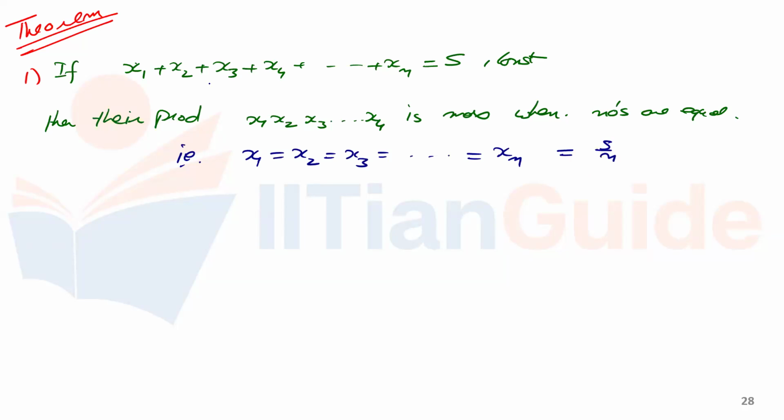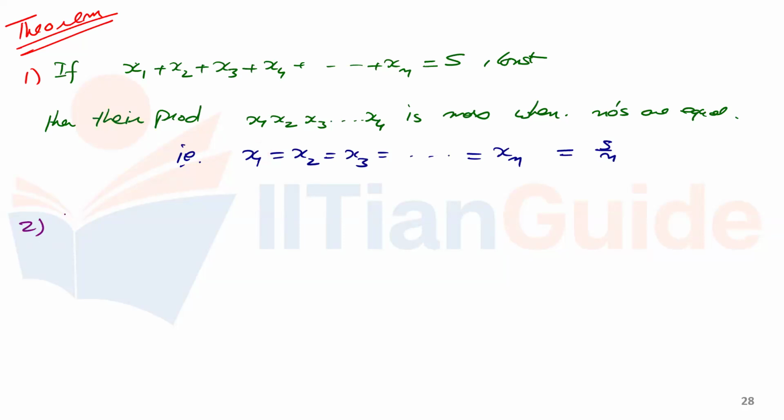This theorem is valid only when, keep in mind, all of x1, x2, x3 and so on are positive numbers. We cannot apply arithmetic mean, geometric mean or anything when numbers are negative. Obviously all of the numbers have to be positive. They may be fractions, not necessarily integers. But anyway, I'm going to write another theorem, the same theorem but in a different form.